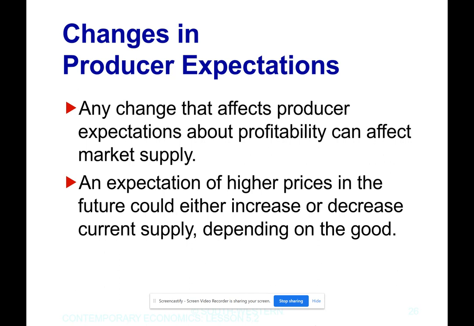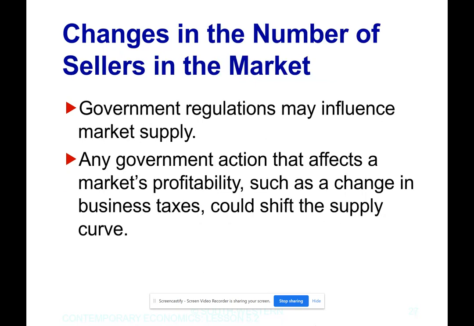Producer expectations, right? So any change that affects producer expectations about profitability can affect market supply. Think about it. We don't sell as much ice cream in the winter as we do in the summer. How about we don't buy as many gallons so we don't waste it, right? Still selling, still making money, but we're shifting things like our resources and our supply because of a producer expectation. An expectation of higher prices in the future can increase or decrease current supply depending on what good it is.